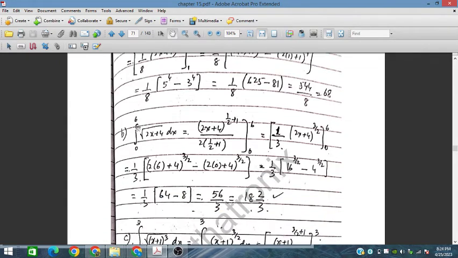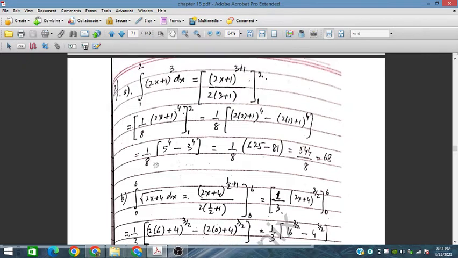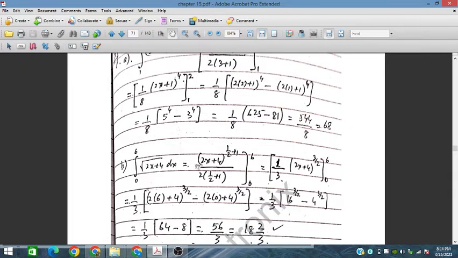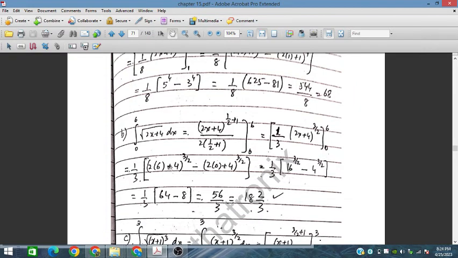Similarly for this part, the integral of the square root of (2x+4) dx, we have (2x+4)^(1/2+1) divided by this 2 here and then 1/2 plus 1. Integrating from 0 to 6, simply substituting the values of the limits, we have obtained 18 2/3.